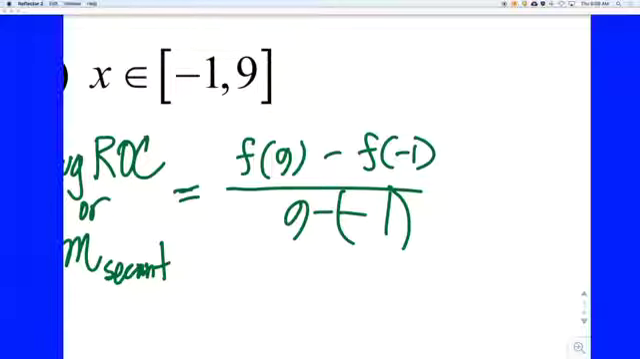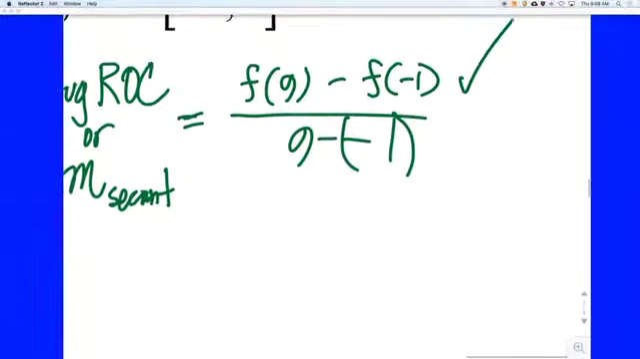So in terms of getting credit for a difference quotient, you can get credit if you have f of 9 minus f of -1 over 9 minus -1, or f of 9 minus f of -1 over 9 plus 1. That would still be okay. Because remember, addition and subtraction are just two sides of the exact same coin. So when we say a difference quotient, it could actually be an addition quotient. Not a problem. Okay? So let's go ahead and evaluate it.